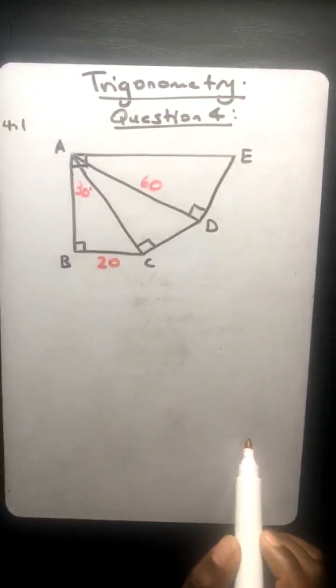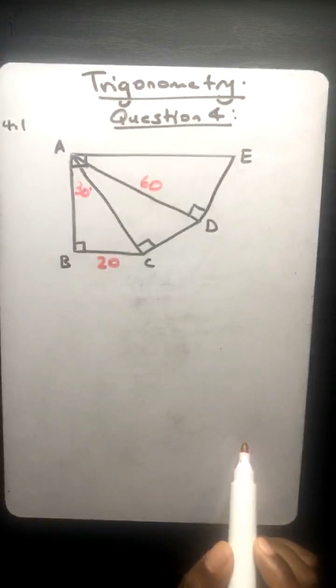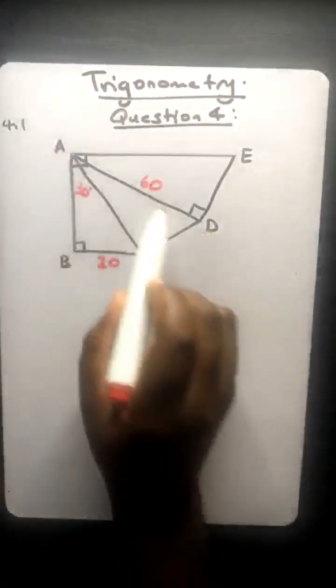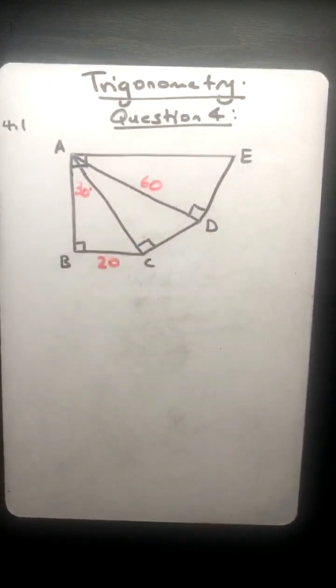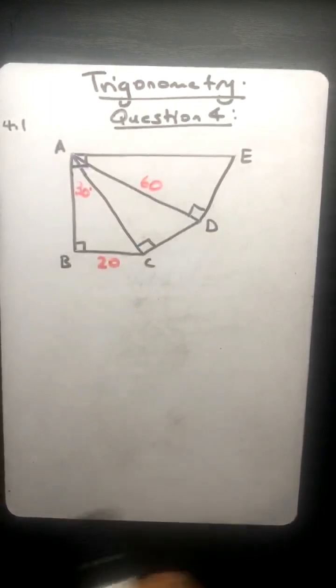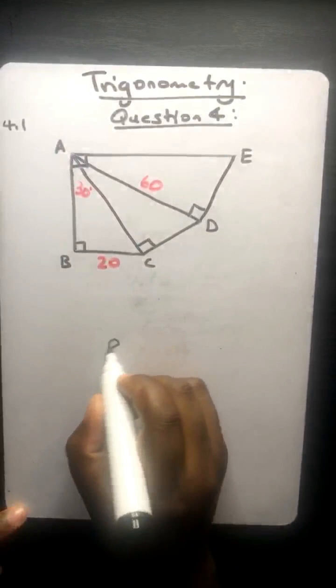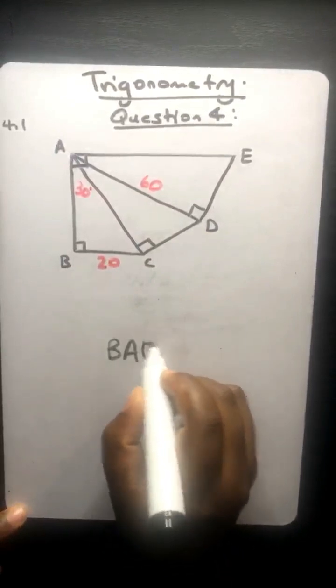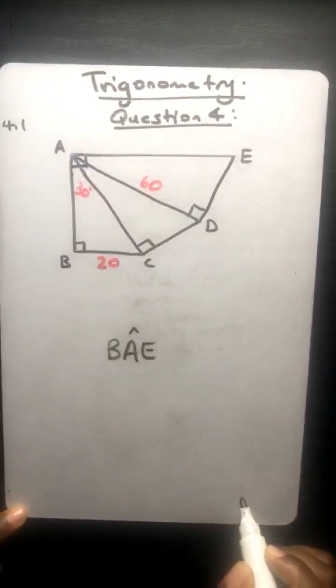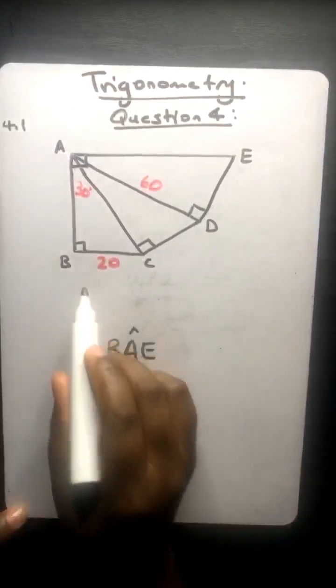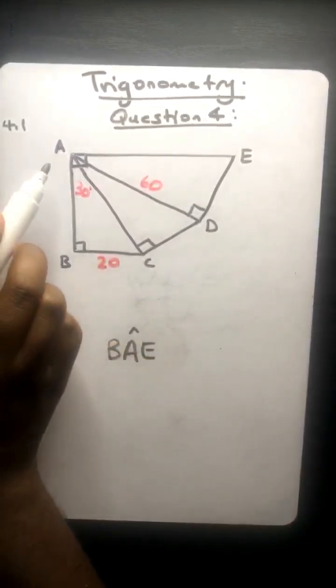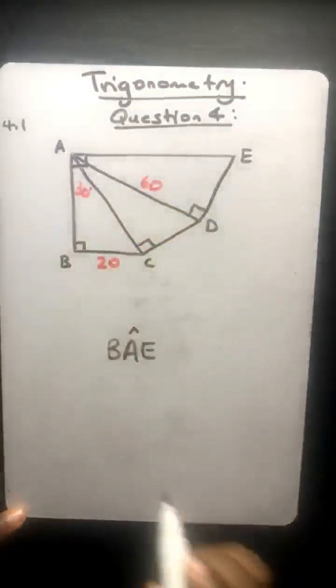And then now, AD is actually 60 units. It's a length. So let's see. The statement continues to say, in triangle BAE, they say angle A equals 90 degrees. Let's see, in triangle BAE. Oh, yes.